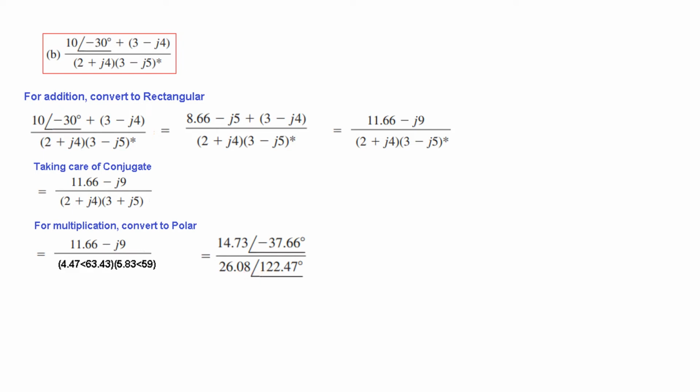So multiplying the magnitude, we get this value, and also we convert the numerator into the polar form because we have to ultimately divide. And for division we need both the terms to be in polar form. So this converted into polar, and now we can easily divide. So dividing this, we get answer 0.565, and this angle when it goes up it will become negative. So adding 122 to minus 37, it becomes minus 160 angle 30. So this is the answer.